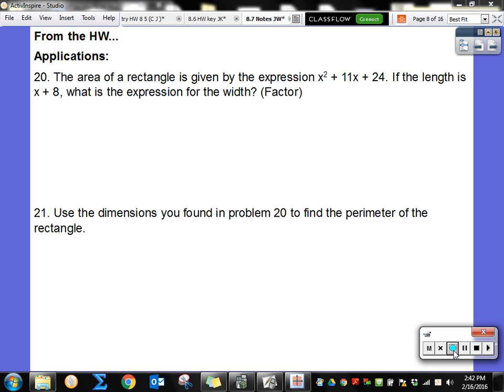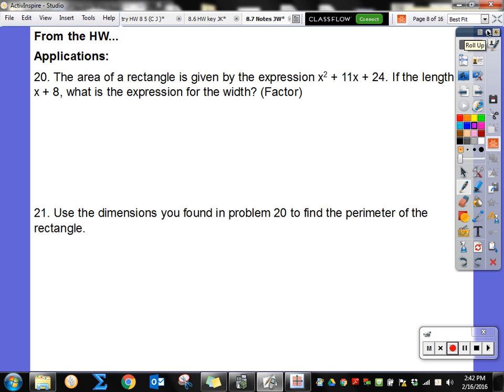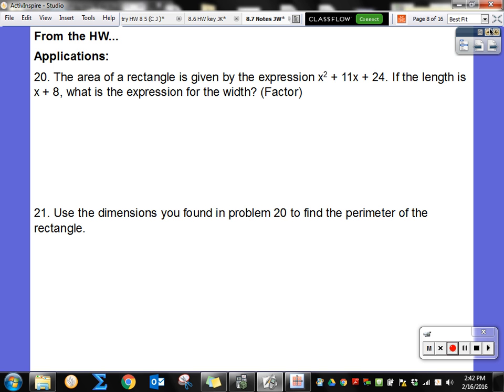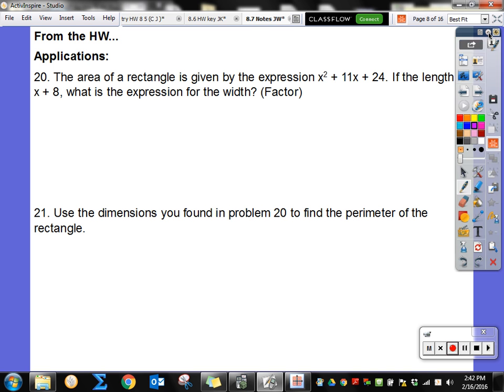All right, and this is from your homework. There were a couple that were a little confusing, so we wanted to make sure that we did it. So the area of a rectangle is given by the expression x squared plus 11x plus 24. If the length is x plus 8, what is the expression for the width?